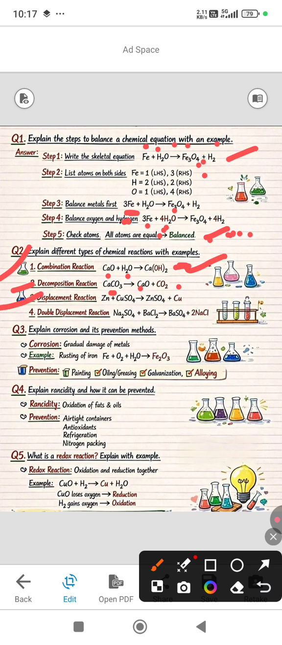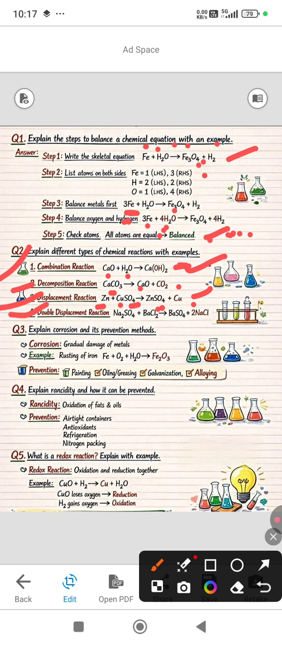Number 3, displacement reaction. In displacement reaction, one atom displaces the other atom. Here Zn combined with SO4 and Cu is here. So in this reaction Zn displaces Cu and takes the place of Cu and it becomes ZnSO4, and Cu is alone.